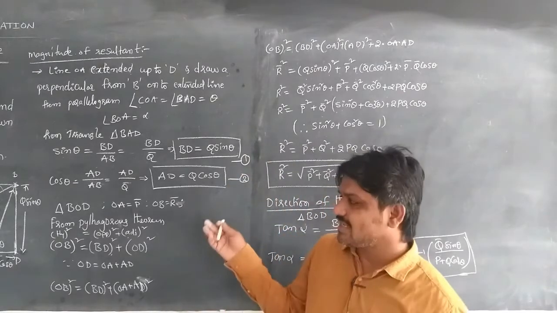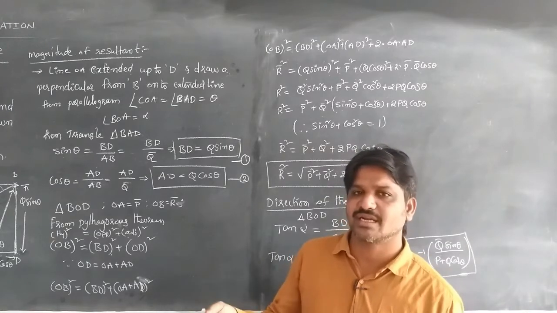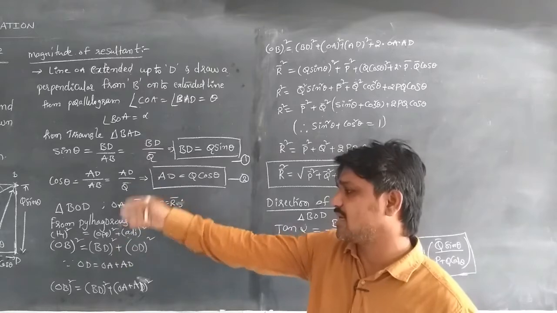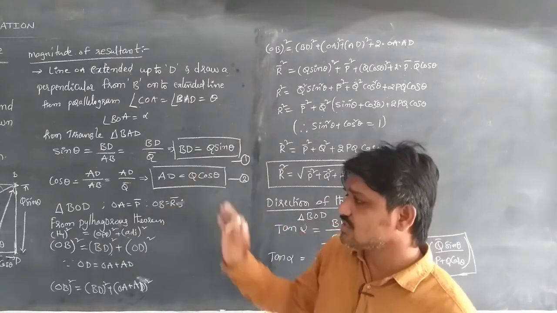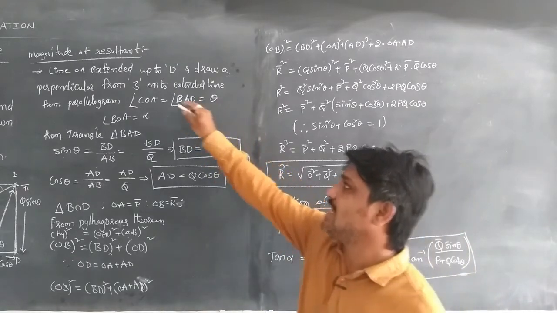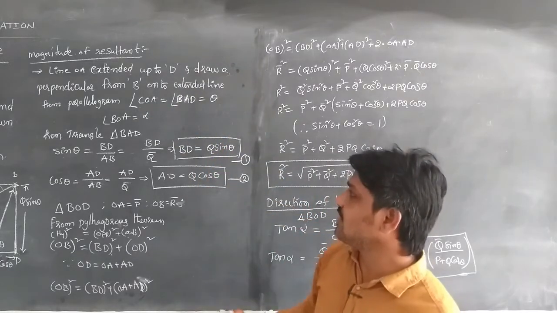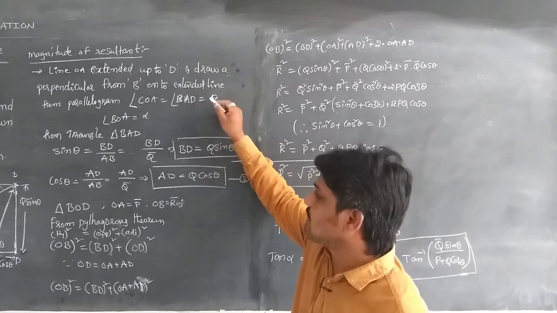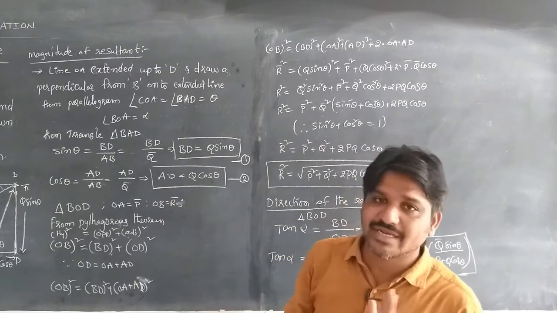parallelogram law. By taking the parallelogram law, by extending the horizontal adjacent line, we can get point D, and from that we also get the opposite perpendicular line from B to D. From that we can get the values. If we want to find the magnitude of the resultant, the line is extended up to D and then we draw a perpendicular from B to D. Here the angle BOD is equal to theta, and from triangle BOD we can get the value. So we are resolving into rectangular components.